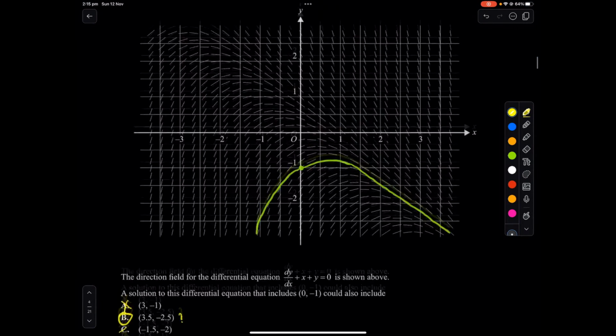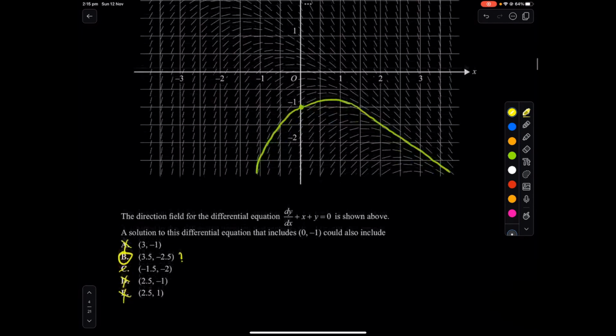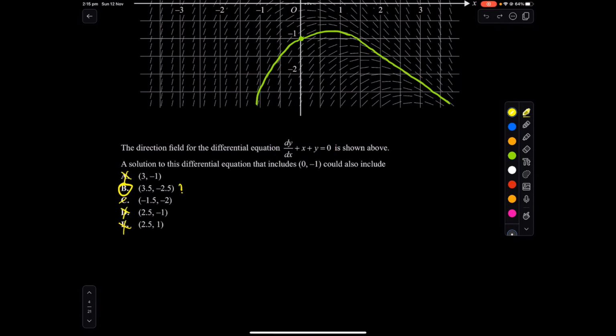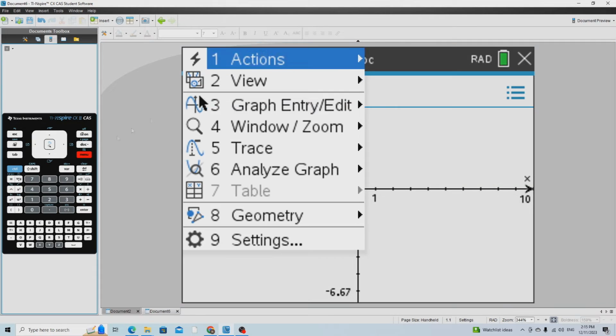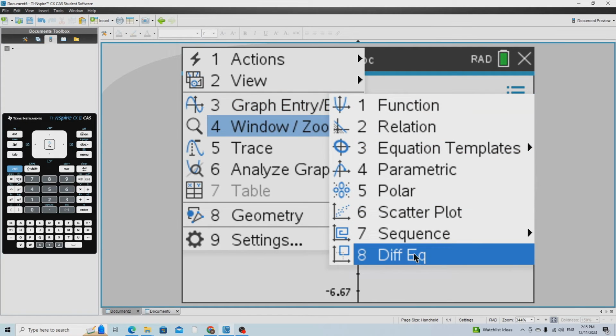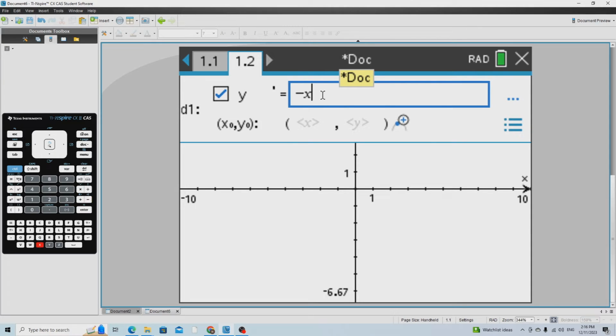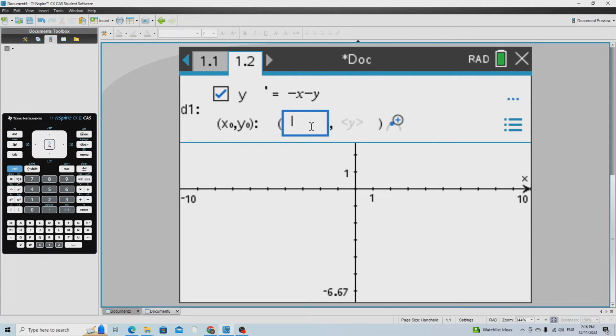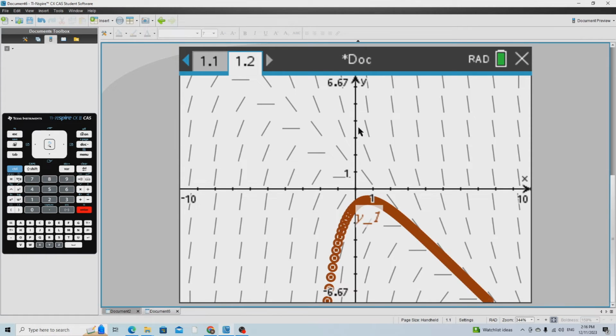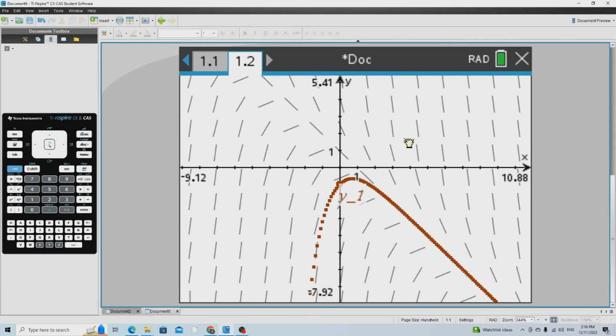And you can easily do this question using your CAS too. So what I will do is get the equation of dy/dx. So dy/dx is -x minus y. Having this equation, let's go on our CAS, go on graphs, go on menu, go to graph entry and go to differential equation. I'm just going to change this. What's the expression? We said -x minus y. And the point that we know is (0, -1). Enter. And we get a beautiful expression over here.